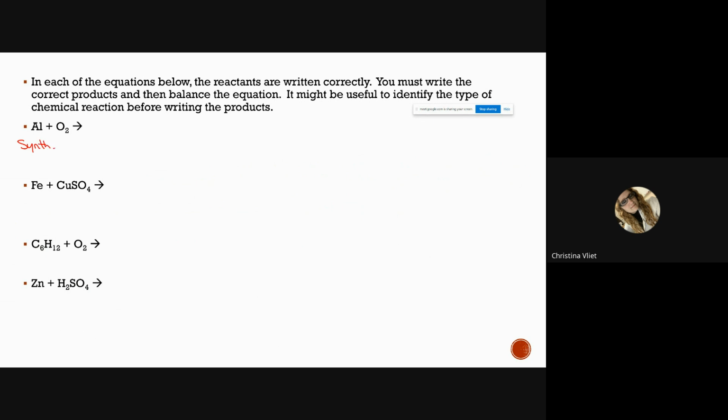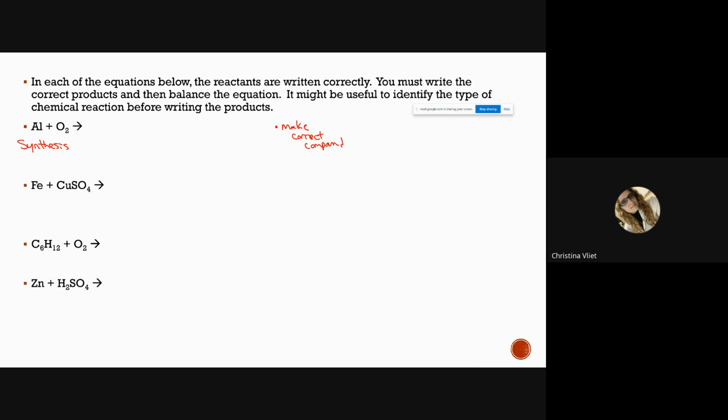Synthesis. Synthesis means we need to smush these elements together to form a compound. But to form this compound, it doesn't just form in any way. You have got to make the correct compound. How do we do that? Right. You have to make the correct compound before you balance it.